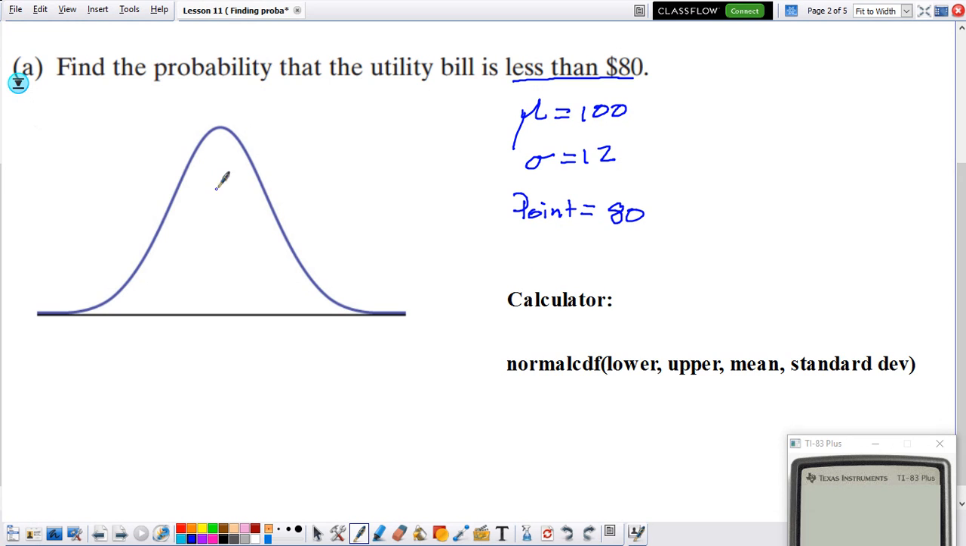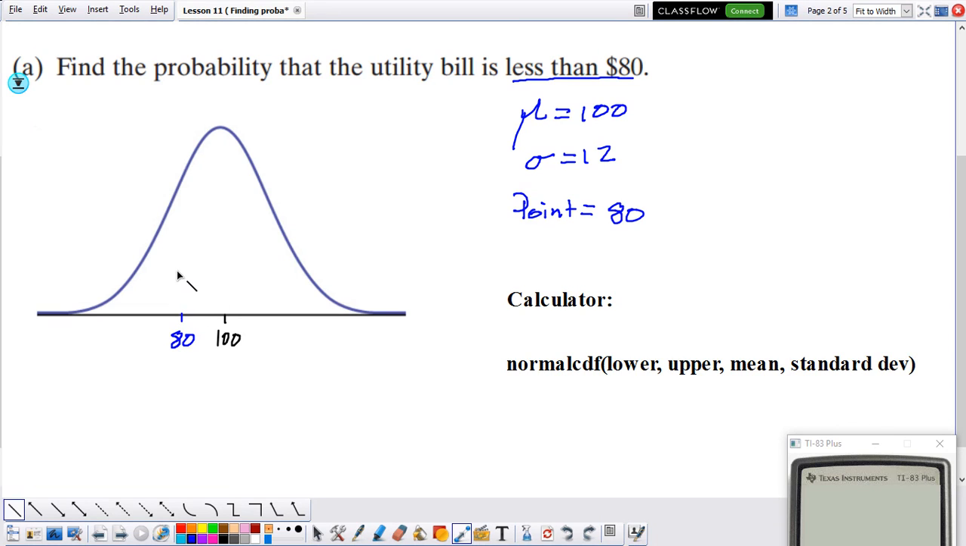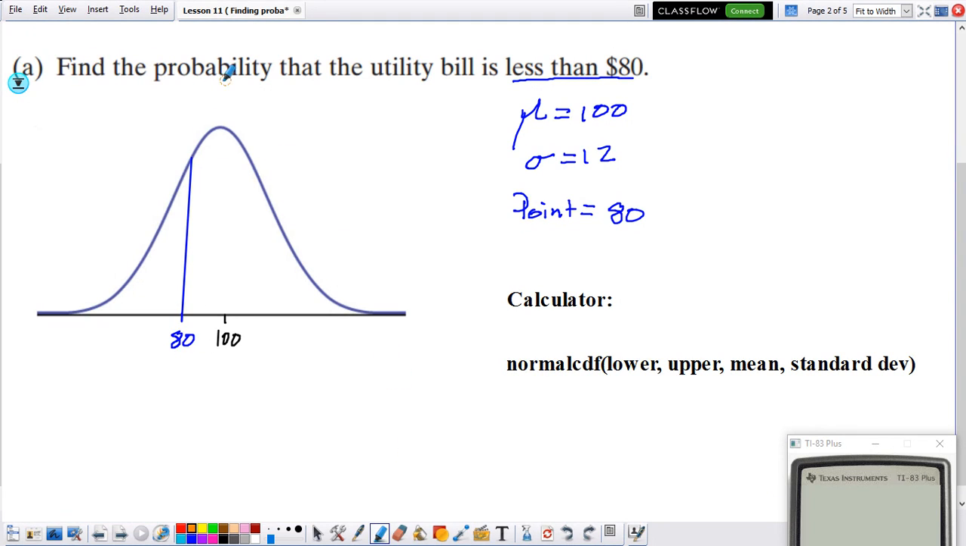But before we do that, let's plug in what we know. We know that the mean is 100. So right here at the center, this is 100. And our point of interest is 80, which should be a little bit to the left. So let's say that it's right here. This is our point of interest. Now, the question we try to answer is the probability that the utility bill is less. Because it's less, we want the left side of this graph. So this is what we're interested in: the probability on the left side of this graph.